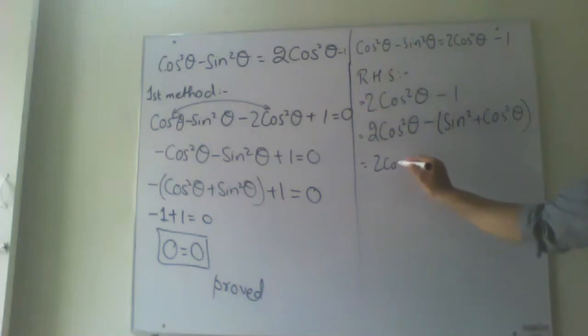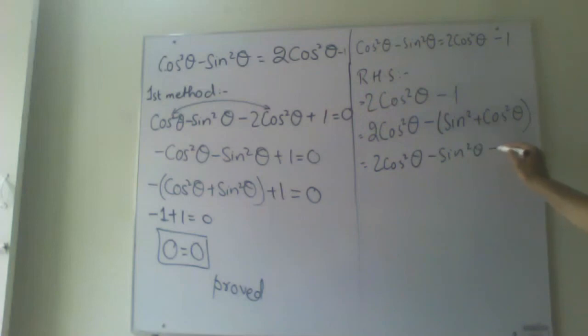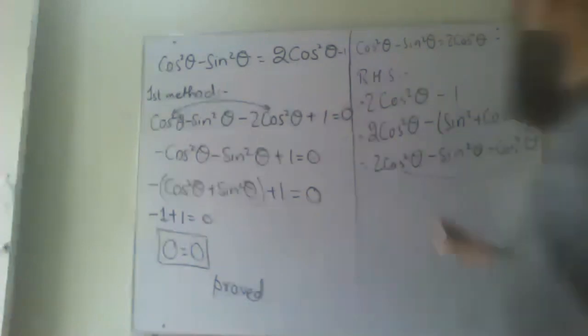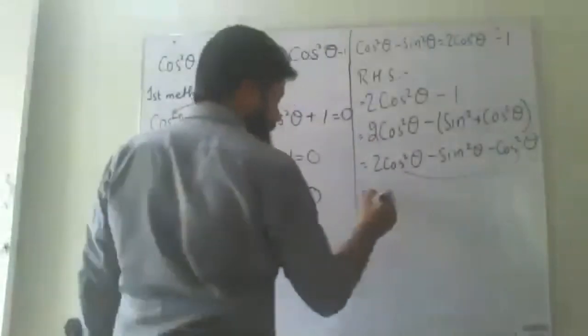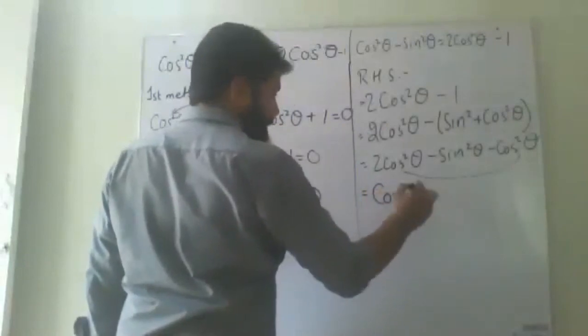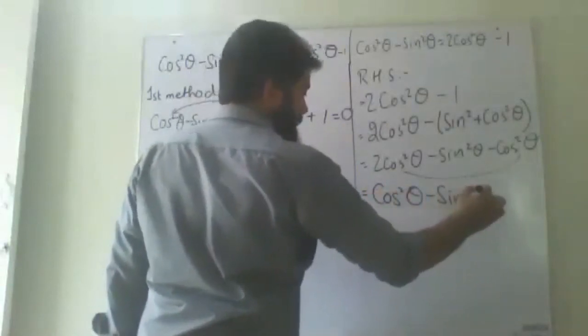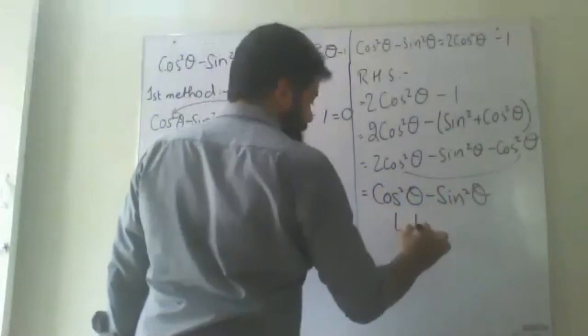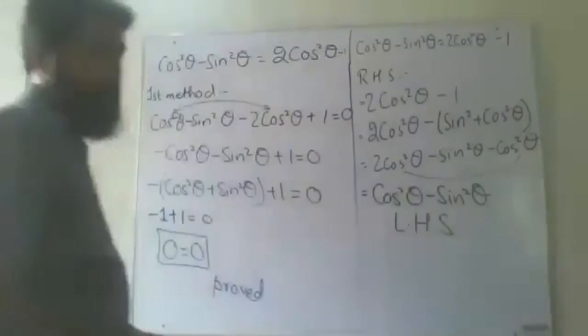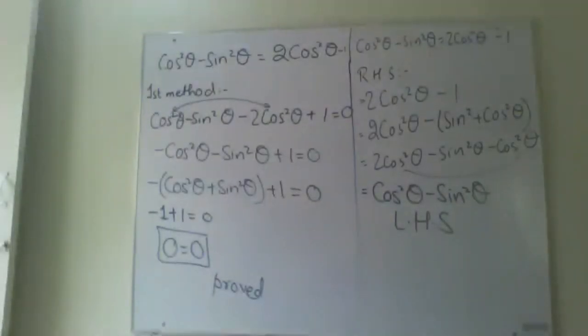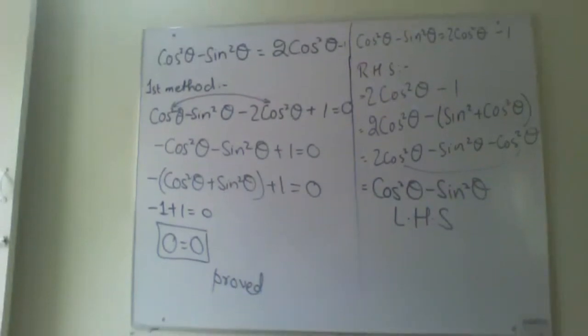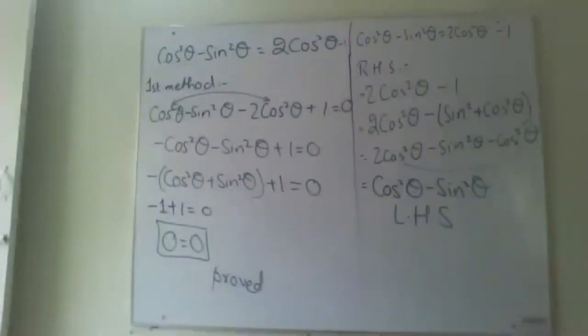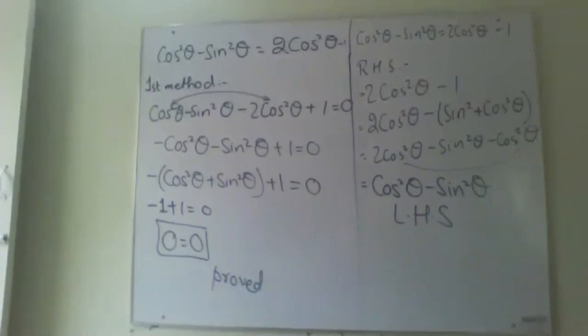So 2 cos square theta minus sin square theta minus cos square theta. Solving these two, 2 cos square theta minus cos square theta will become cos square theta minus sin square theta, the left hand side. This is also one of the ways to prove it. Both ways are in front of you. Now it's your choice how you want to solve it.